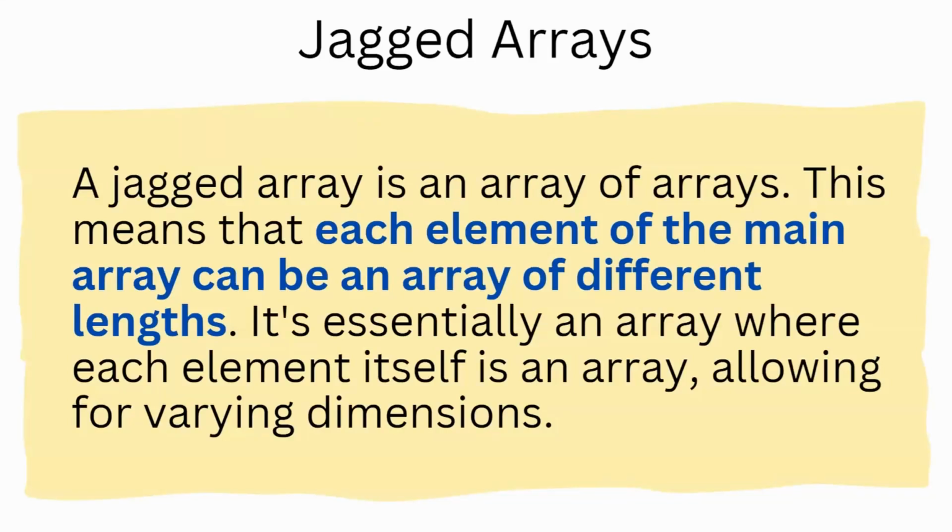What is the difference between jagged arrays and multi-dimensional arrays in C#? Let's start with the definitions quickly, and then I'm going to move to the code examples where I will try to demonstrate how we can use both of these arrays in our code.